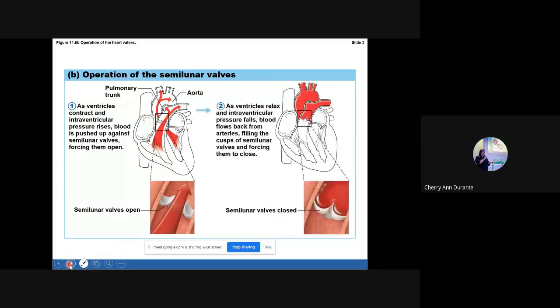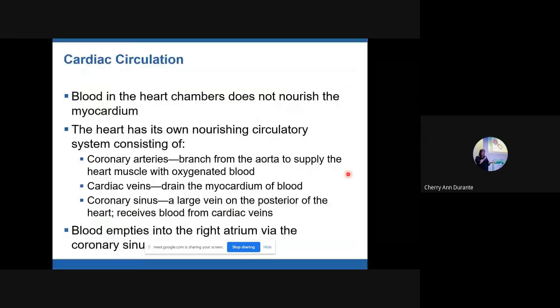The blood in the heart chamber does not nourish the myocardium because it has its own nourishment, which is the coronary arteries. The coronary arteries carry oxygen-rich blood from the aorta directly to the heart muscles. The cardiac veins, on the other hand, get the unoxygenated blood from the myocardium, connected to the coronary sinus. And the coronary sinus directs it to your right atrium.